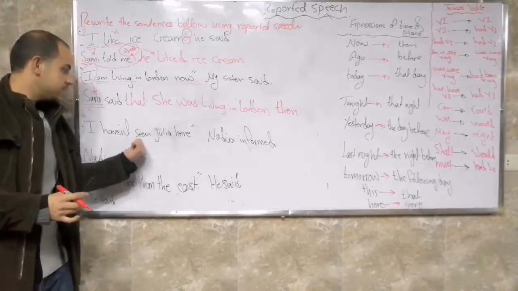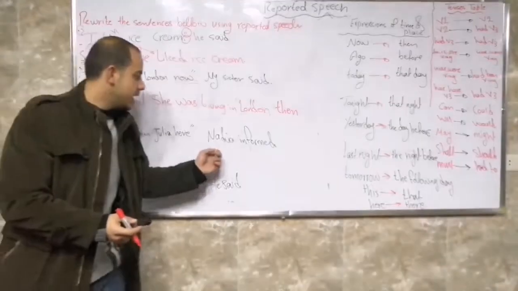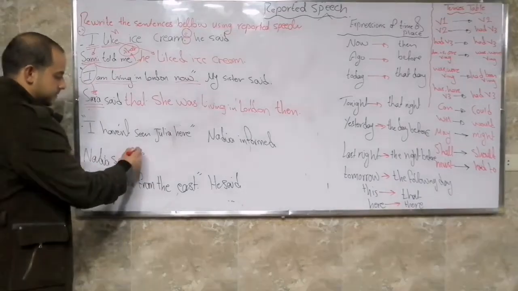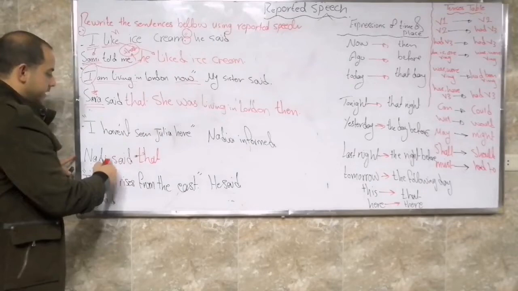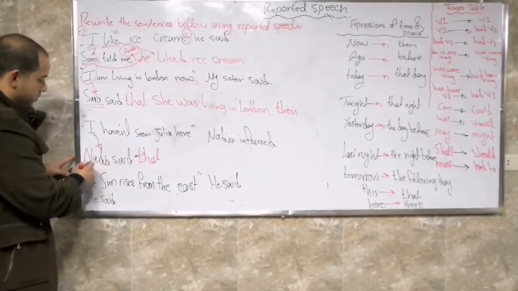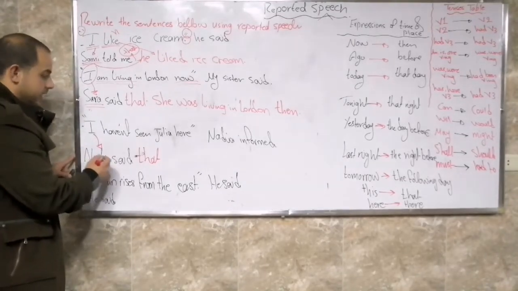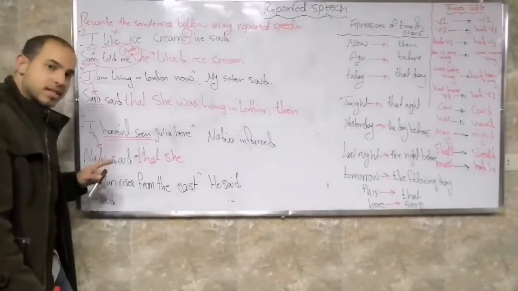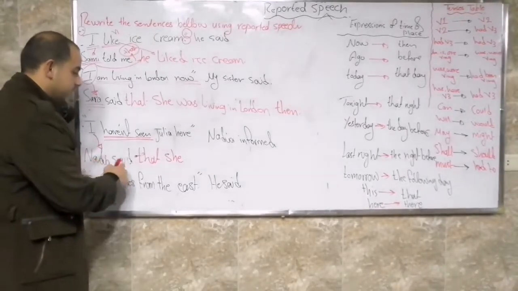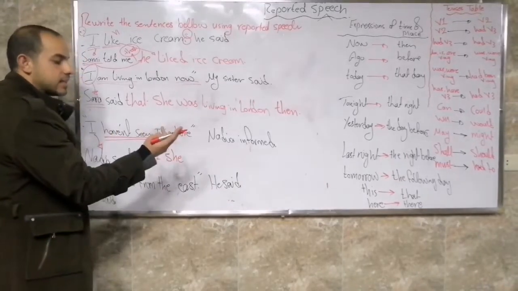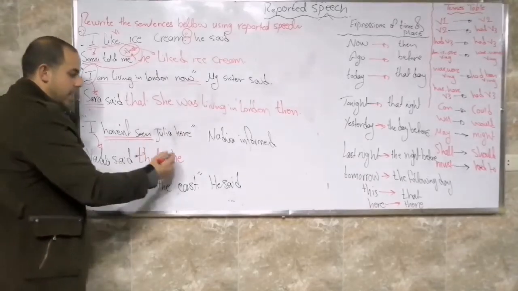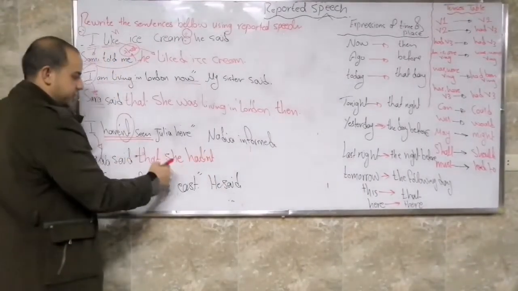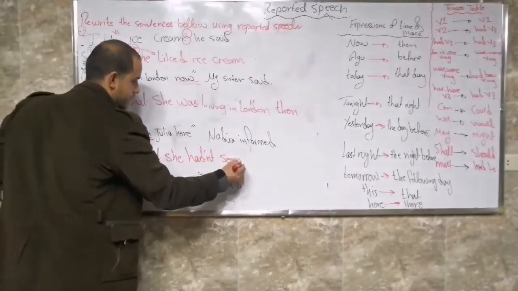"I haven't seen Julia here," Nadia informed. Informed is the same as said or told. Okay? Nadia said that. I also here refers to Nadia. Okay? To Nadia. That she haven't seen as the tense. Excellent. Haven't seen as the tense. So Nadia said that she, have or has changes to had. But because here we have a negative form, we use not. Hadn't. Okay? That she hadn't seen Julia.